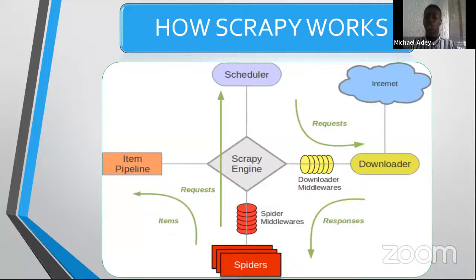Now, the spider sends a request to the engine, which sends a request to the scheduler. The function of the scheduler is to track the requests, which one comes first, based on priority. Then the scheduler sends a request to the engine based on priority. Based on the information gotten from the engine, the scheduler arranges the information based on priority, which one comes first, which one should go next, and which one should come last. So that's what the scheduler does. It arranges the information based on priority.